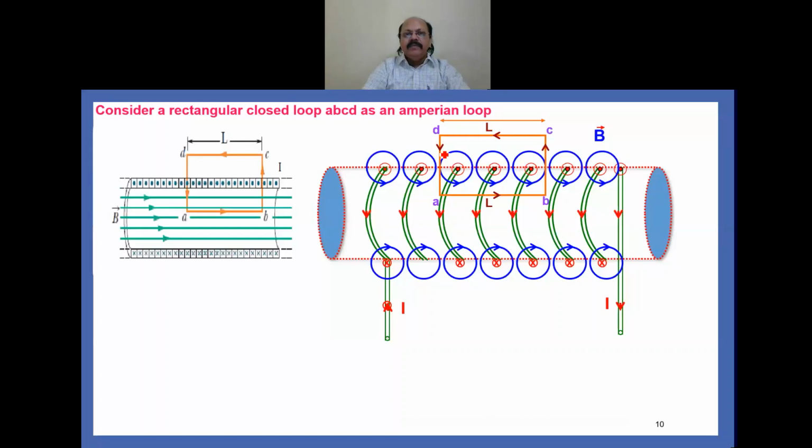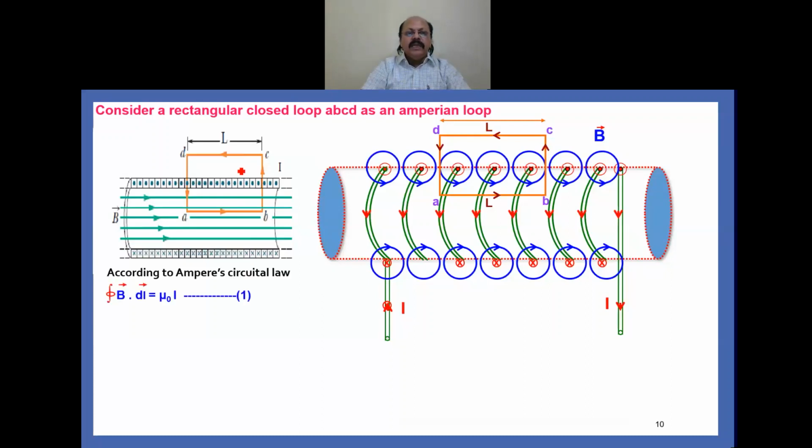having the length L. You can see the two diagrams. In this diagram, the length is L and the magnetic field is parallel to the length, so both are in the same direction and the angle between them is 0 for length AB. For length BC, it is perpendicular; CD parallel; DA perpendicular. But outside the solenoid, the magnetic field is 0. Keeping these points in mind, apply the Ampere circuital law.